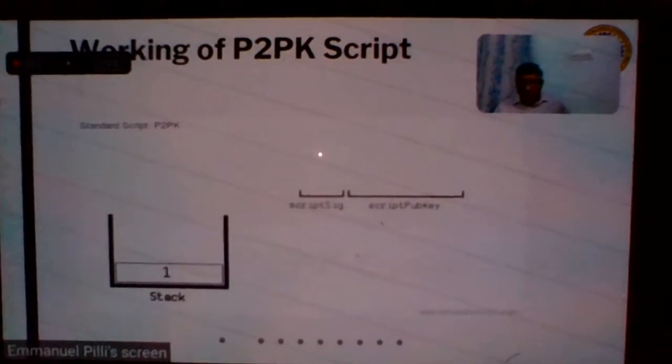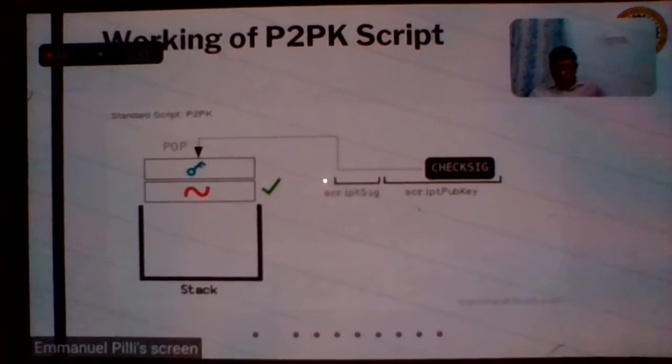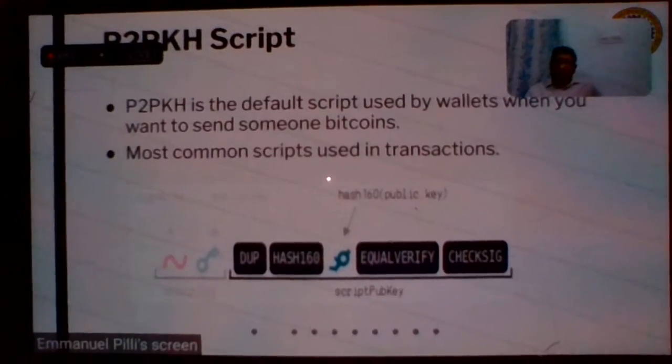So working is something like this. You have a signature pushed, then there is a pop. When both of them are verified, you push a 1 onto the stack. So that is how you have it. That's what is called a P2PK script. Both are verified, then you push 1.